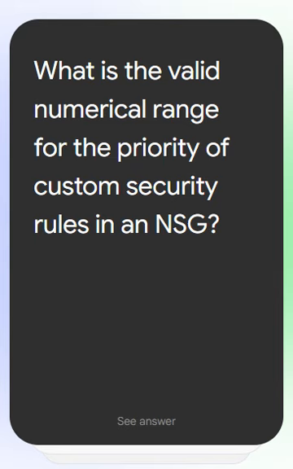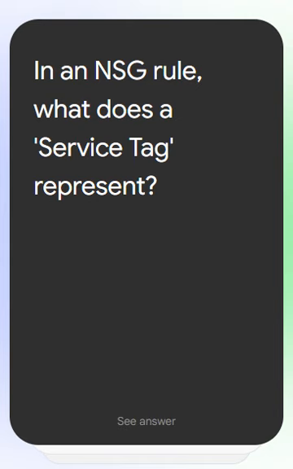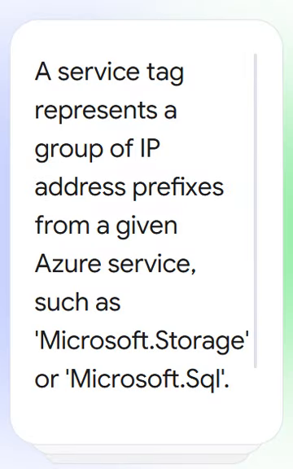Here is the valid numerical range for the priority of custom security rules in an NSG. The priority for custom rules can be set to any number between 100 and 4096. In an NSG rule, what does the service tag represent? A service tag represents a group of IP address prefixes from a given Azure service, such as Microsoft.Storage or Microsoft.Sql.